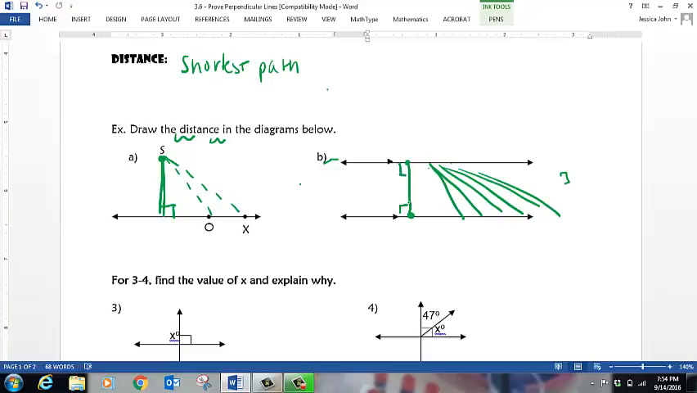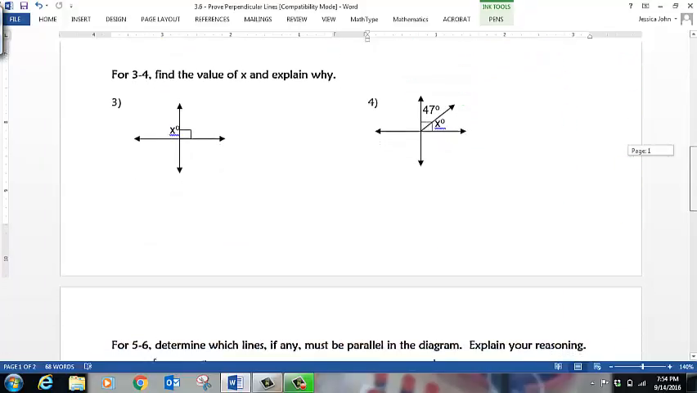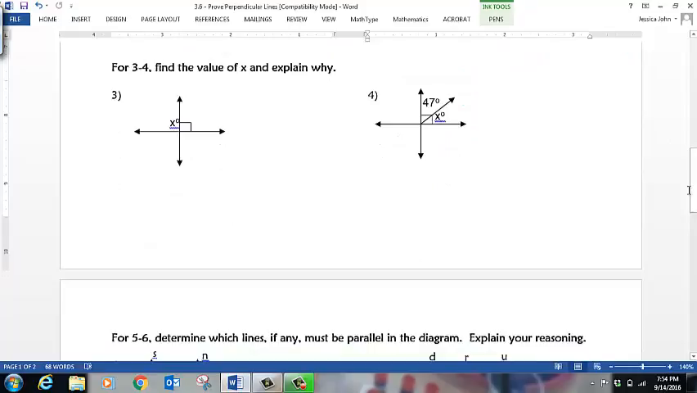All right, so moving on. So let's talk then about using these perpendicular relationships. Okay, so for 3 and for 4, you want to find the value of x in both of those diagrams and explain how you know the value of x based off of what's given to you in the information here.